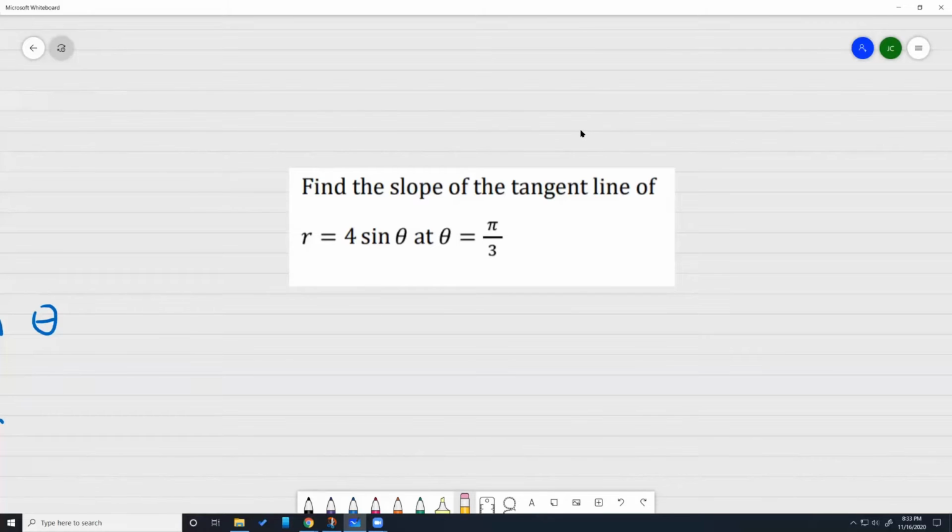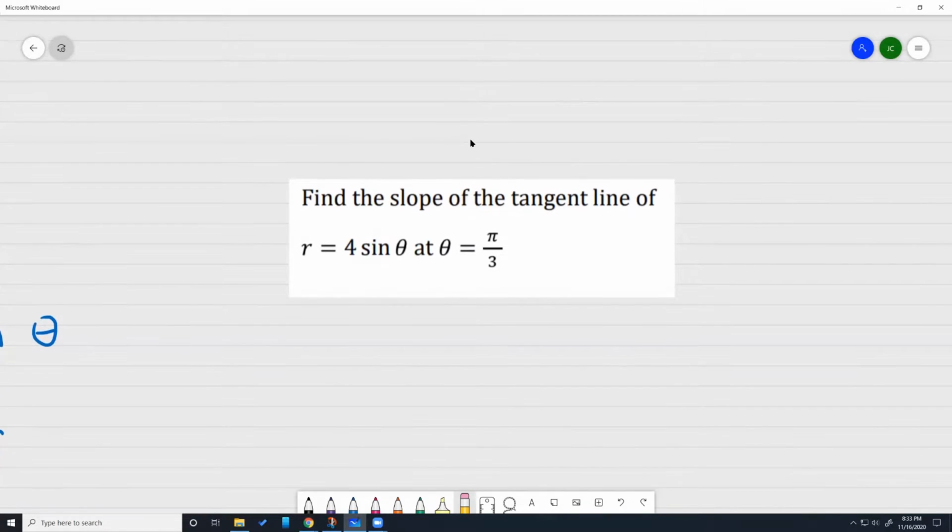Okay, so to do this problem, this goes back to calculus basics. If you want to find the slope of a tangent line, in calculus, slope means dy/dx. So how can we get dy/dx from an equation without x and y?